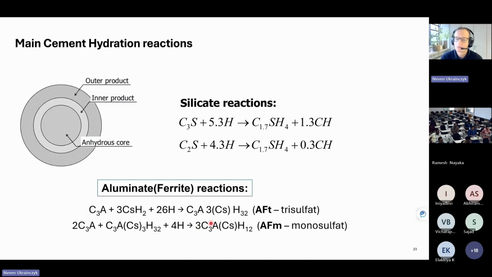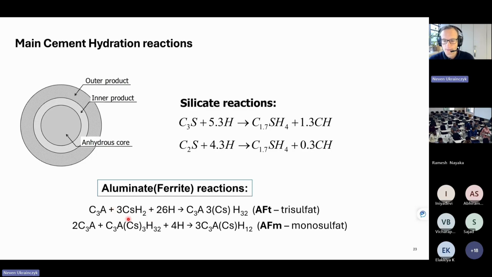So if you want to write the chemical reaction for ettringite formation, actually the only thing you need to know is how to write the gypsum. And if you know the C is calcium oxide, small s is sulfate. So that's why we have the C and then small s for sulfates. And we have 2 waters in gypsum. It's calcium sulfate dihydrate, they call it also.